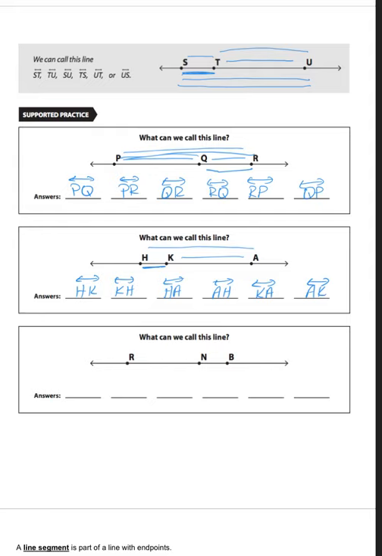Now I want you to do the last one on your own, so go ahead and write the 6 different names that you could do for that last one. Okay, so hopefully when you wrote yours out, you got your 6 names. Again, you would have had RN, NR, RB, BR, NB, and BN. And you could have put those in any order. You could have done it like the first set or like we did the second set. The important thing is that each one of those has your 2 letters and your line symbol above it.